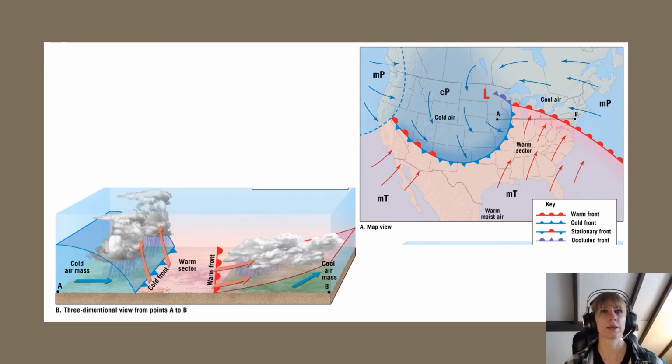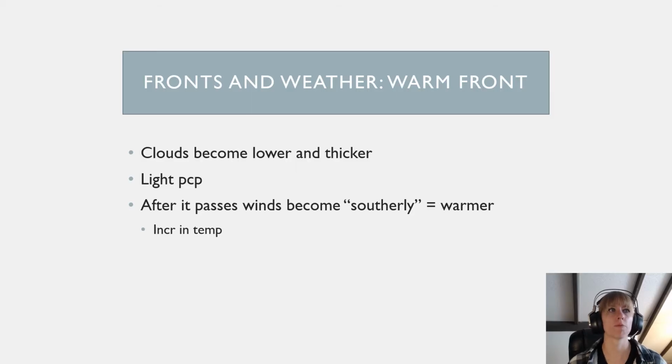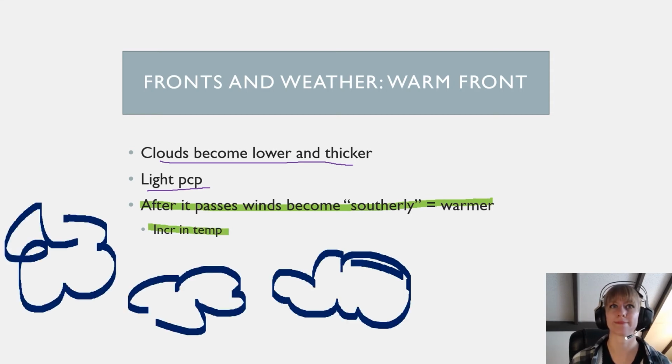All right. So again, cold front, see the direction it's moving. Warm front, see the direction it's moving. Here is our stationary front. And then here is our occluded front. Warm fronts, you're going to have lower, thicker clouds, light to moderate precipitation. But here's the important one. After it passes, winds become southerly or warmer. You're going to have an increase in temperature, and you will have some fluffy clouds.